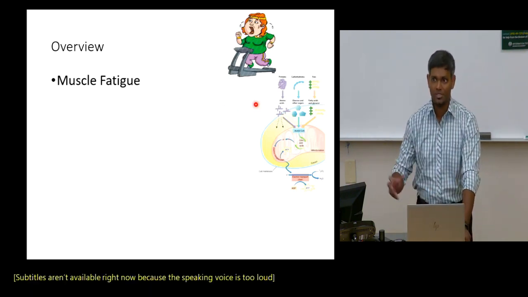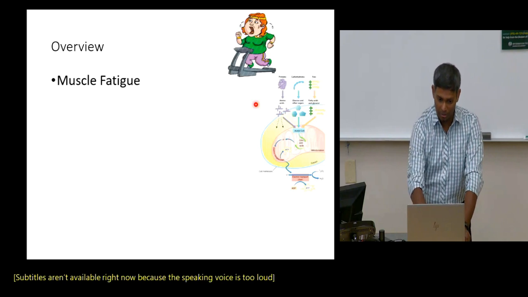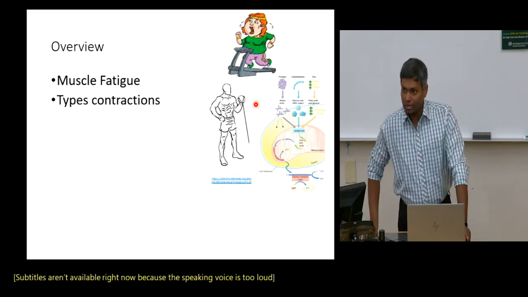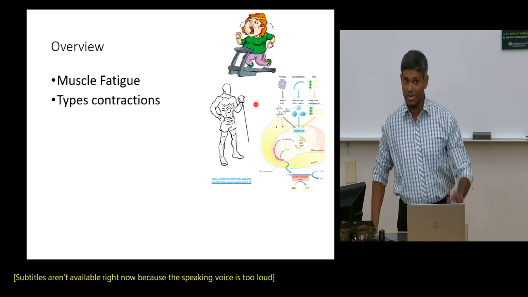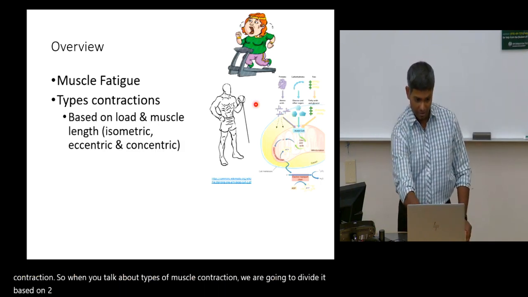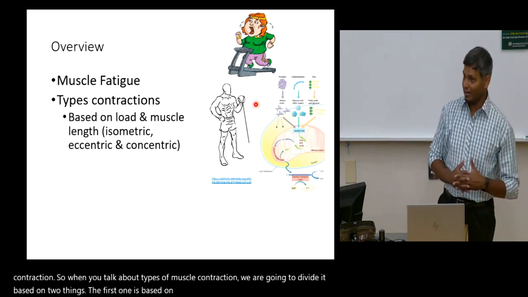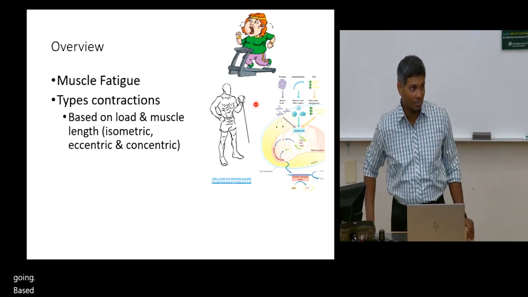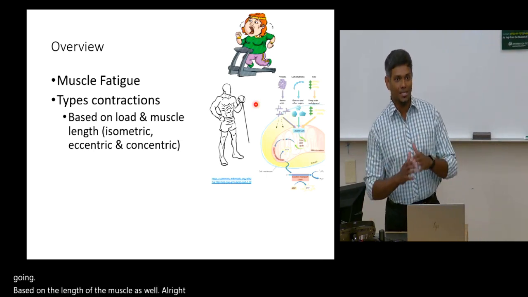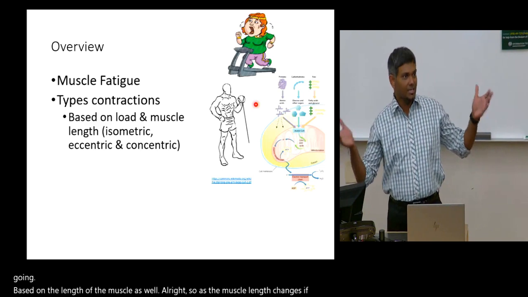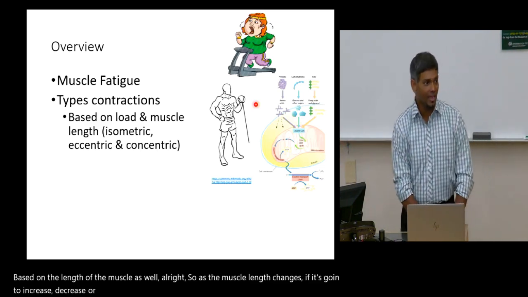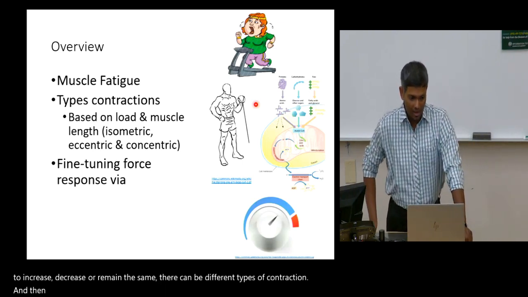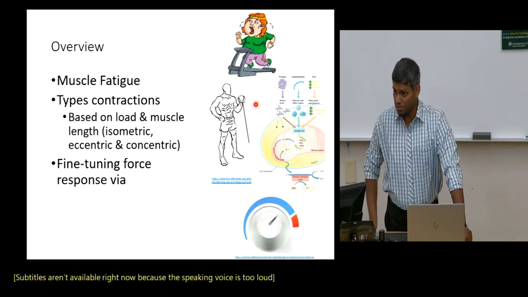So we'll see what happens during muscle fatigue, and then we're going to move on to talk about types of muscle contraction. So when you talk about types of muscle contraction, we're going to divide it based on two things. The first one is based on the load carried by the muscle, and secondly, it's going to be based on the length of the muscle as well. All right. So as the muscle length changes, if it's going to increase, decrease, or remain the same, there can be different types of contraction.